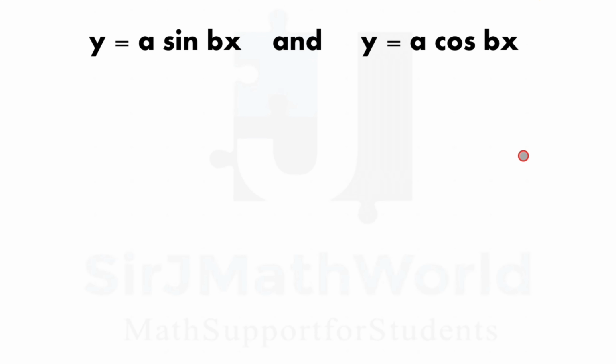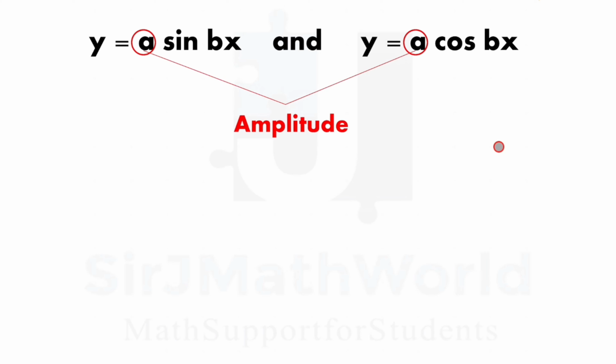So, we have here y is equal to a sine bx and y is equal to a cosine bx. So, we have here the graphing of the sine and the cosine. As you notice, pareha silang may a. This a stands for the amplitude. Kapag sinabi nating amplitude, ito yung kung gaano kataas at gaano kababa yung ating graph.